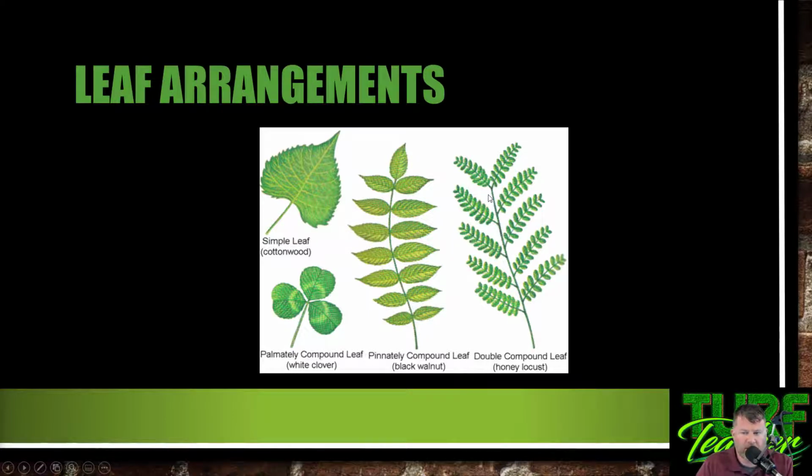Same thing with the honey locust here. One of the double compound leaves, not one of these tiny little things is a leaf. It's the entire structure here that we are seeing. So these are our leaf structures.